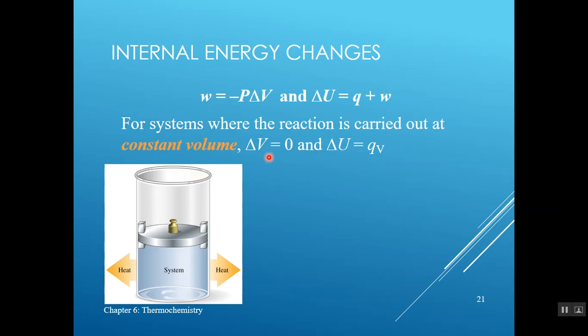Now, let's look at a situation where we have a change taking place where heat is produced, but there's no change in volume. So the volume is constant. So if delta V is equal to 0, that means that W is equal to 0. And if W is equal to 0, this W would disappear, and therefore delta U would be equal to Q. So we can write that as delta U is equal to QV. This V basically means that the volume is held constant.